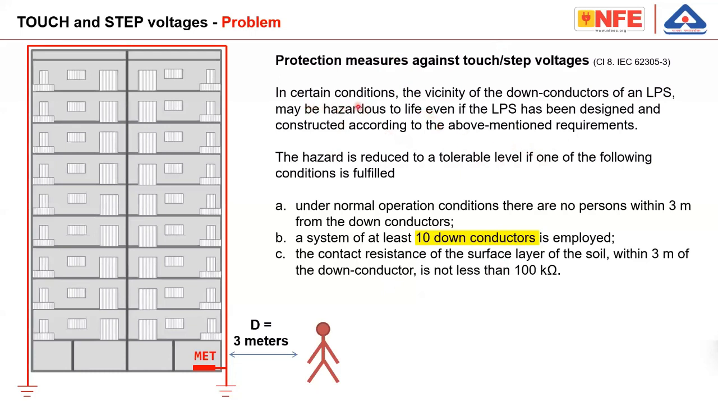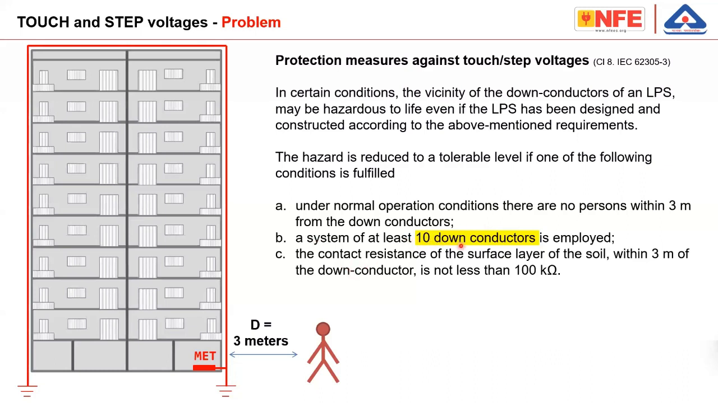Part 3 says, of course, in certain conditions, the vicinity of down conductors of an LPS may be hazardous to life, even if the LPS has been designed and constructed according to the above mentioned requirements. The hazard is reduced to a tolerable level if one of the following conditions is fulfilled. Under normal operating conditions, there are no persons within 3 meters of the down conductor. So your building is well protected, but near the down conductor a chance of an accident exists for a person who is outside the building.